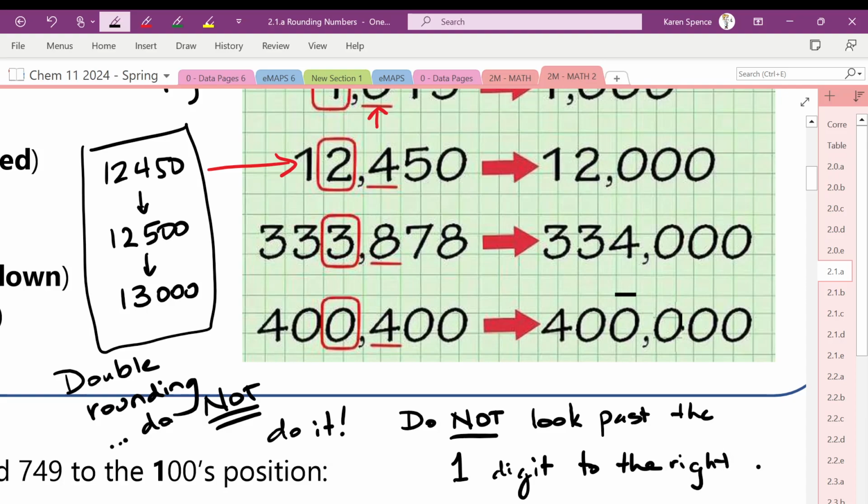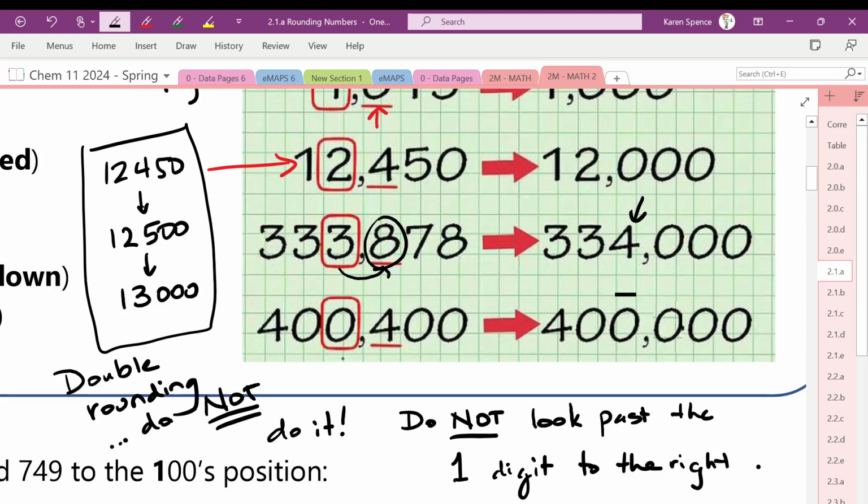Okay, so that's the first type of mistake that people make. If you're going to make a mistake, do not double round. Just look directly to that one digit and you can ignore all the rest. So if I have this 3 here, I look and I say, oh, that's an 8. That's greater than 5. So it's going to round up. So the 3 becomes a 4.